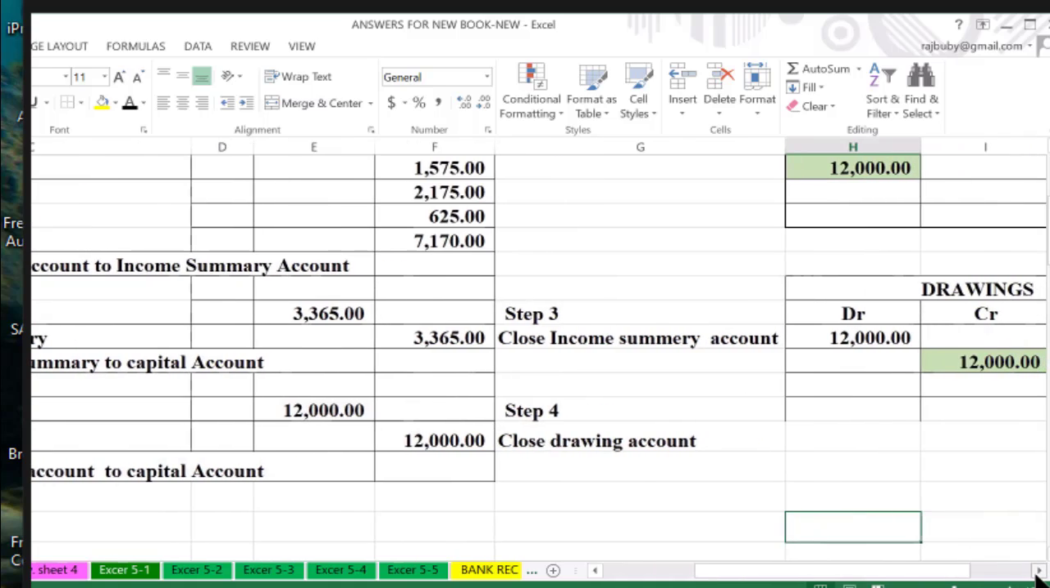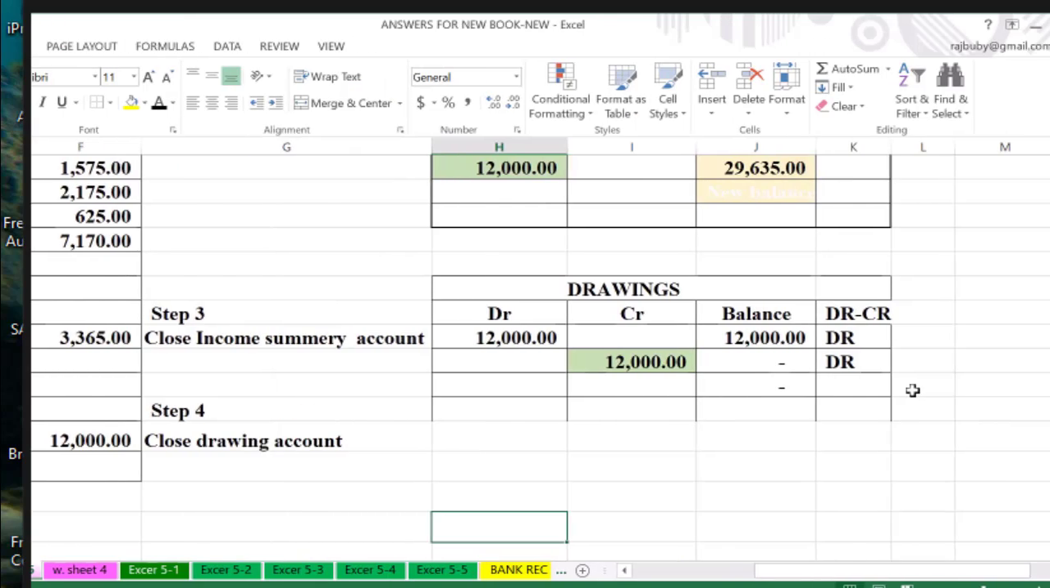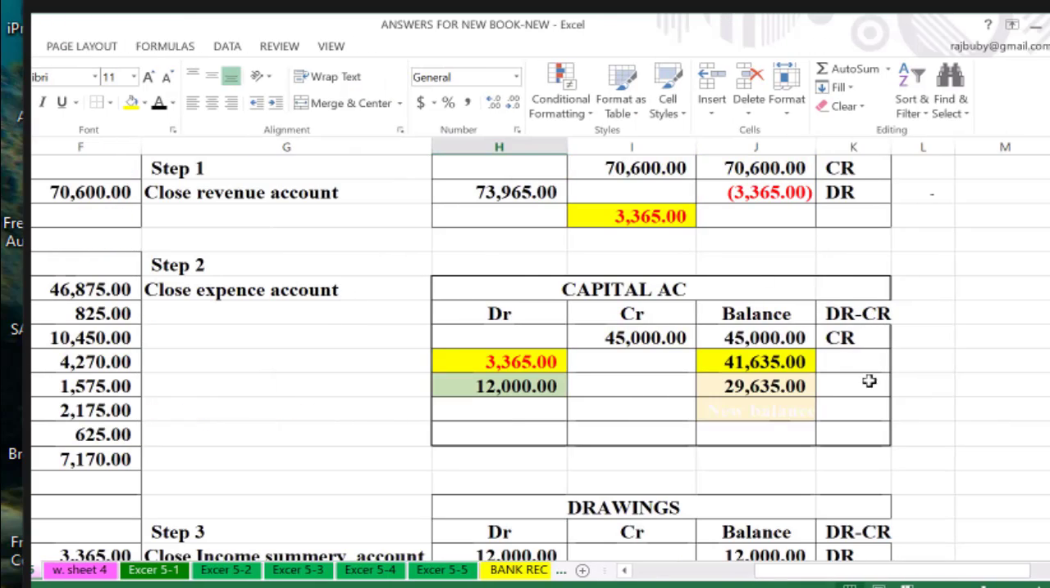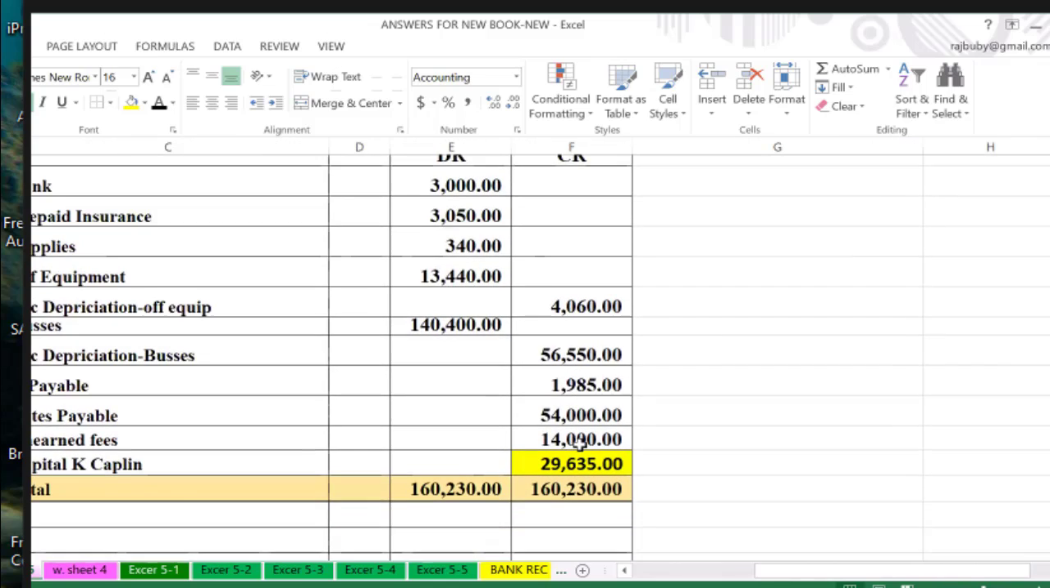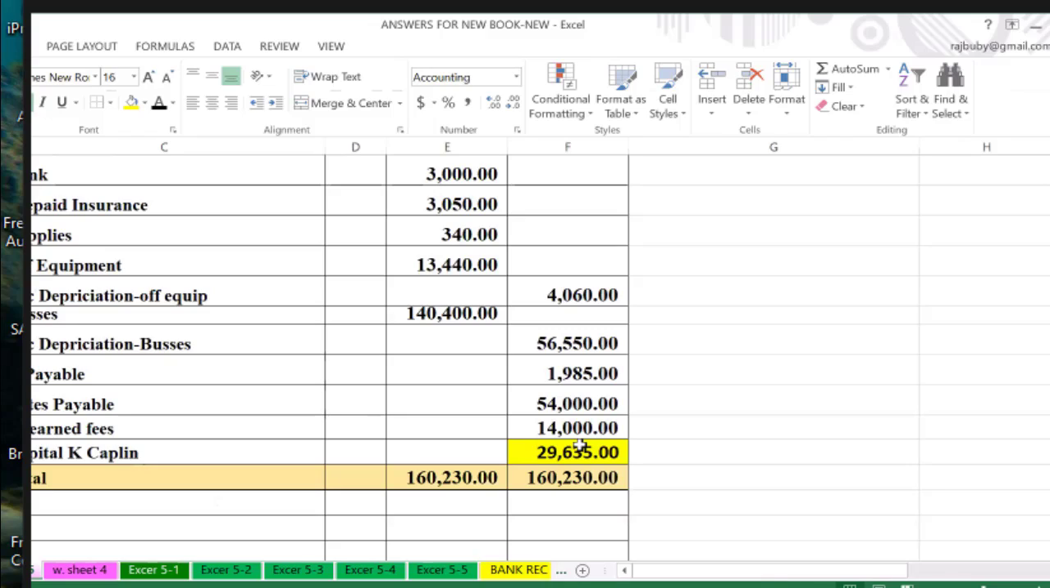Calculate the capital. After you finish, you have to calculate the capital. This is the capital. Then this capital you are going to bring to next year. Yeah, this is the capital you're starting with in the new year.